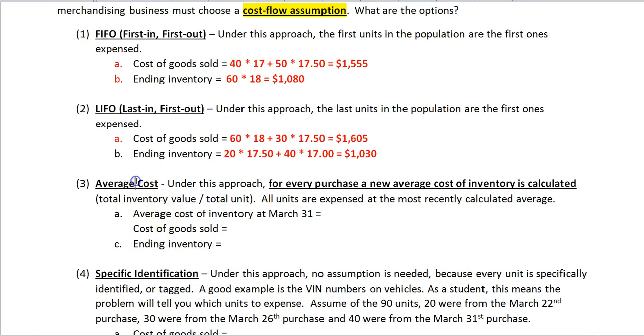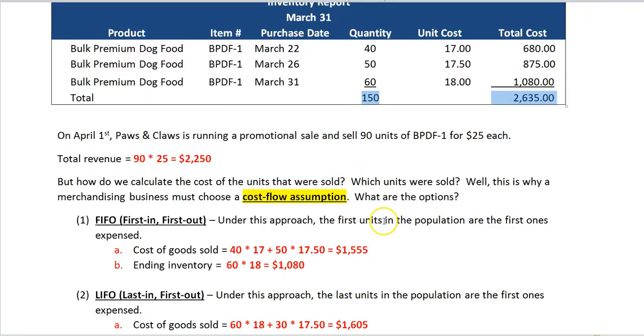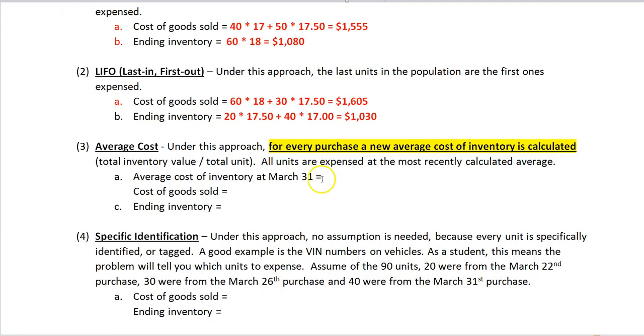The other approach here is called average cost. Under this approach, for every purchase, a new average cost of inventory is calculated. To find the average, effectively we multiply these across to get the total cost. So 40 times 17 equals 680. Multiply across, multiply across. We get the total value of the inventory and we divide by the total quantity of units in that inventory. So this number divided by that one will give us the average cost of inventory.